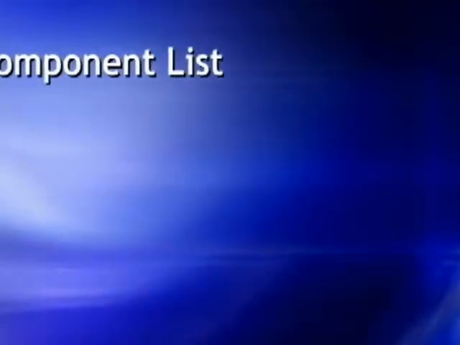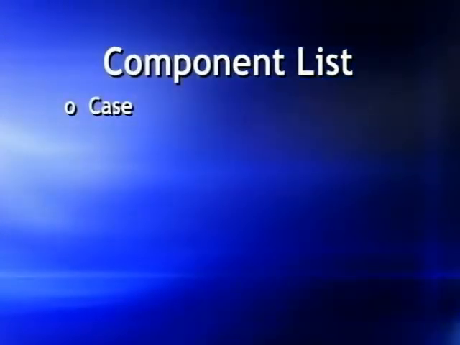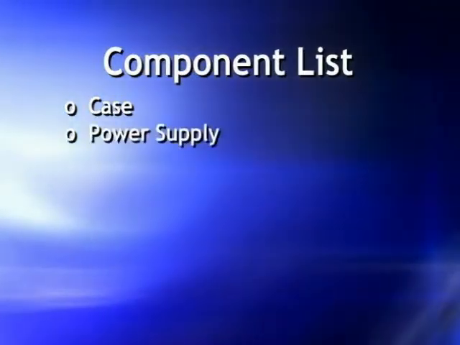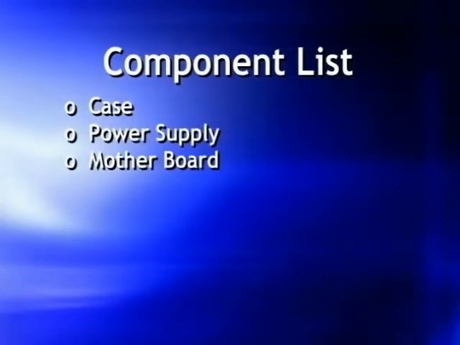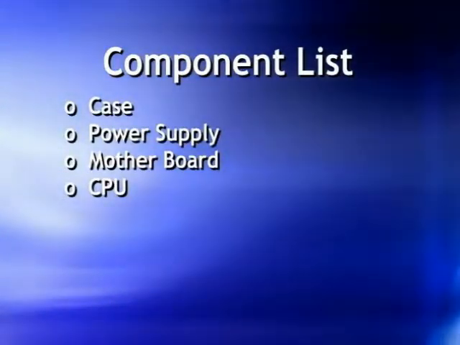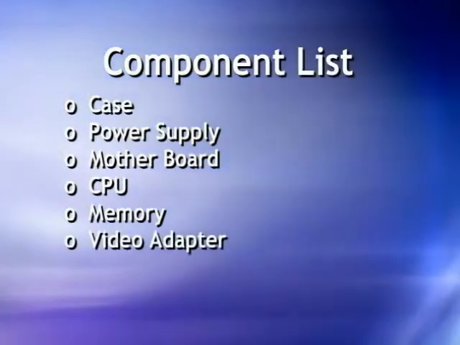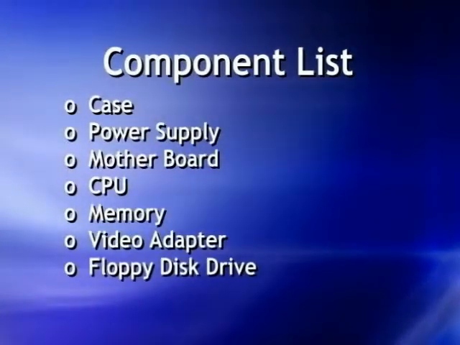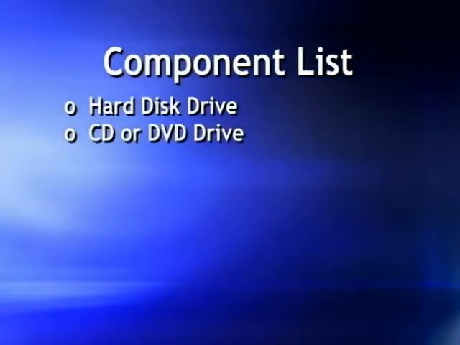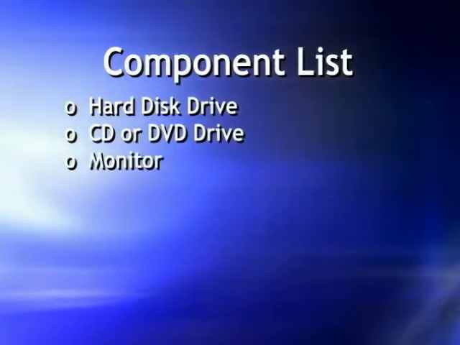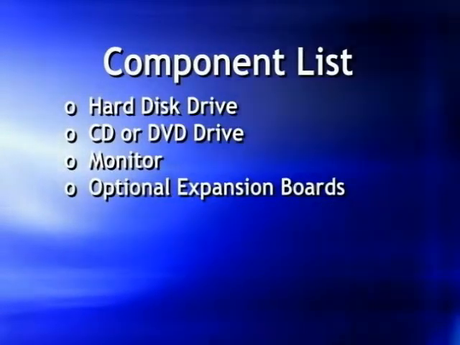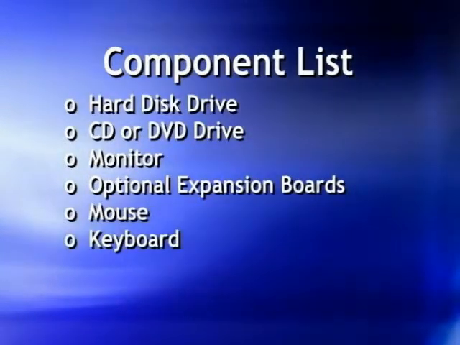Well, first of all, you need a PC case, the case that holds all the different components. Next, you'll also need a power supply. You'll also need a motherboard. You'll need a central processing unit or CPU. You'll need memory. You'll need a video adapter. You'll need a floppy disk drive and a hard disk drive. You'll need a CD or a DVD drive. You'll need a monitor. And then you'll need some optional expansion boards depending on what you want the system to do. And a mouse and a keyboard.